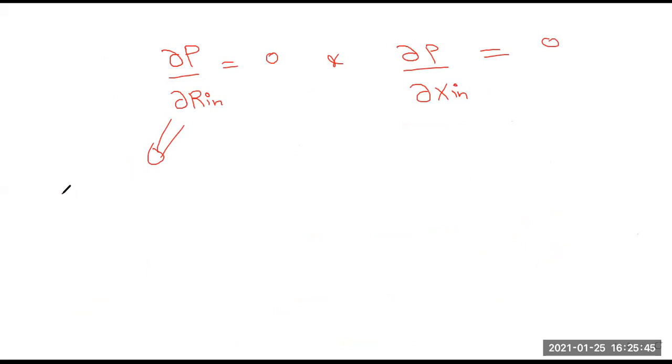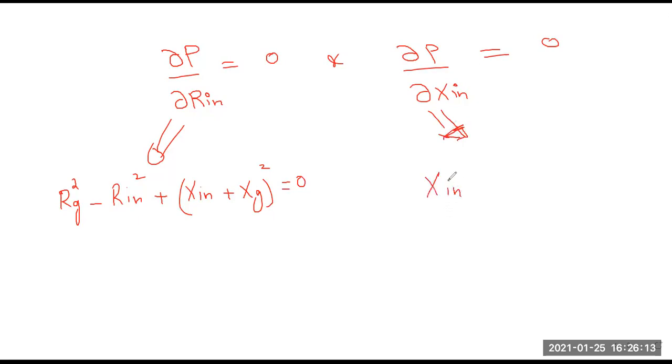So from this you will get Rg square minus Rn square plus Xn plus Xg whole square, so you will end up with this, and from this second derivative you get Xn into Xn plus Xg equal to 0.